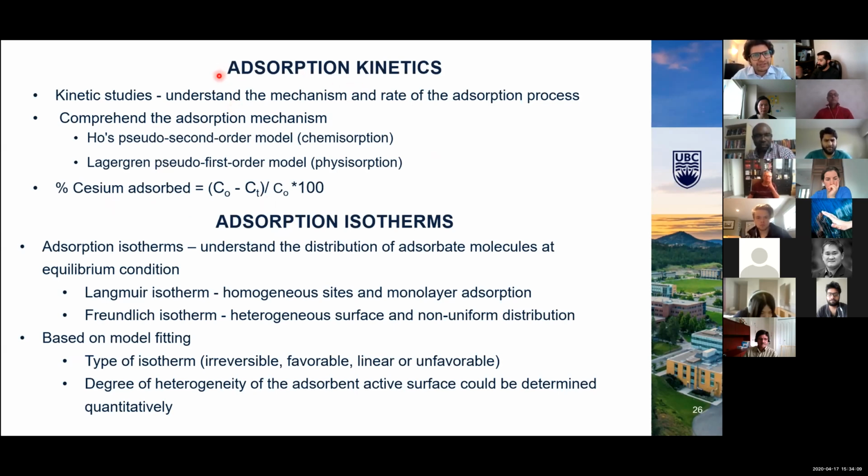Based on the adsorption kinetics, I haven't included the models here, but a lot of information can be derived out of them. First of all, if you conduct adsorption kinetic studies, you can understand the mechanism that is happening, and also the rate of the adsorption process. And we can also determine whether it's chemisorption or physisorption of the cesium within the material. And from adsorption isotherm studies, we can understand the distribution of adsorbate molecules present under equilibrium conditions. Based on these isotherms, we can learn whether there are homogeneous sites and monolayer adsorption, or a heterogeneous surface or non-uniform distribution. And after the model fitting, the type of isotherm and the degree of heterogeneity of the adsorbent can be determined quantitatively as well.